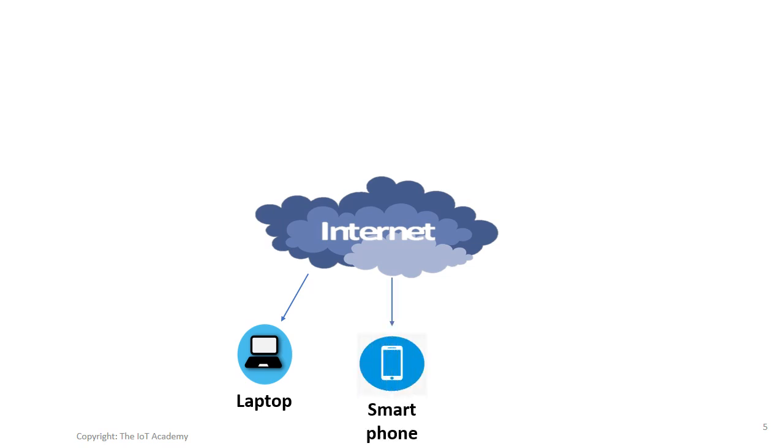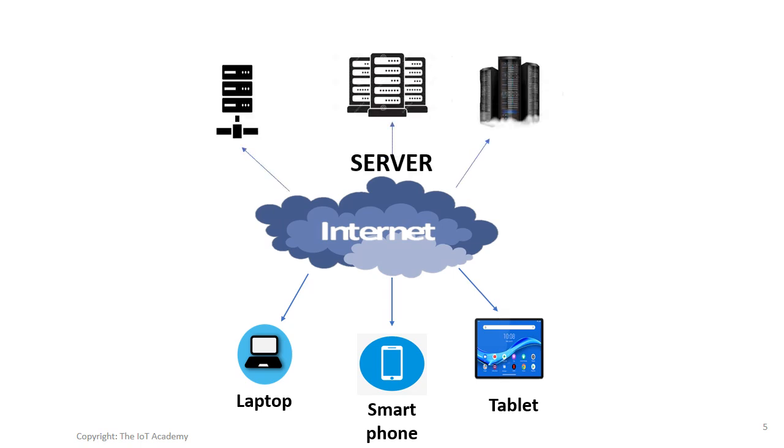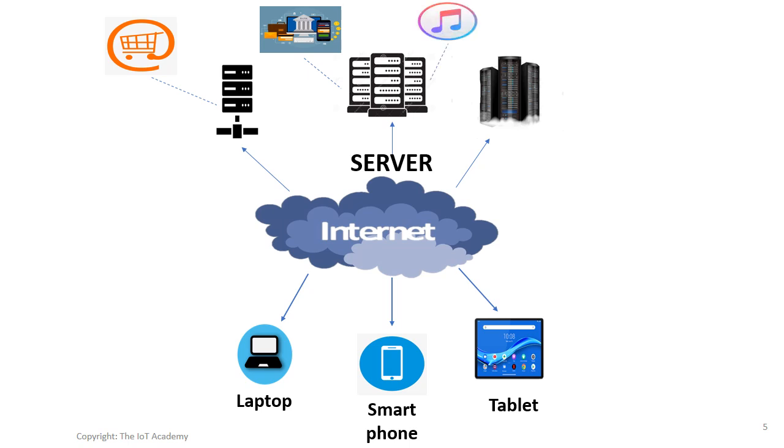So the internet is available everywhere. Through the internet we can connect our laptop, our smartphone, and our tablet. When we connect these things to the internet, we actually connect to the server. By using this server, we can do shopping, banking, listen to music, send email to each other, and attend online meetings. So this is called the Internet of People that we are using.